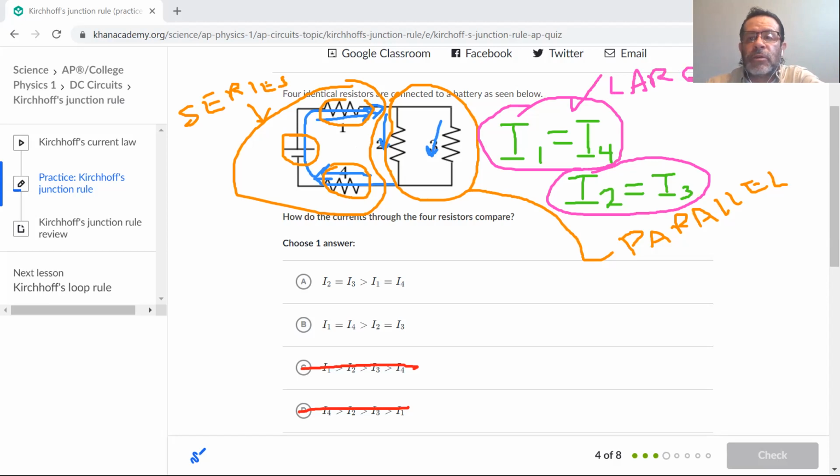Again, that's because that's the loop where we've got the power supply. If we look at the options we have here, we've got an option that says I1 equals I4, and that's larger than I2 and I3. This one says I2 and I3 is larger than I1 and I4, this one would not be correct. And so we should be left with B.